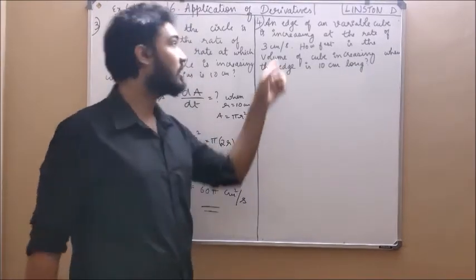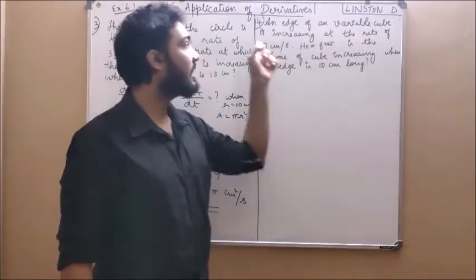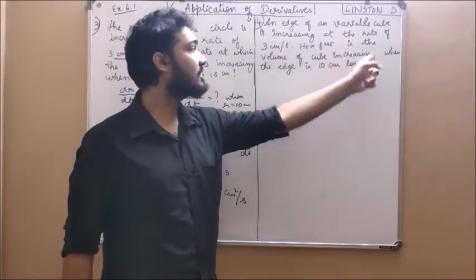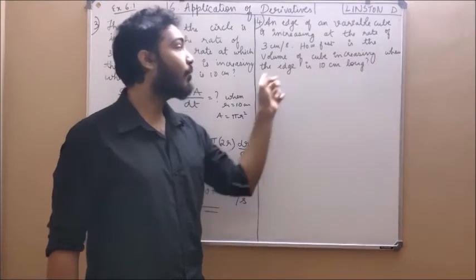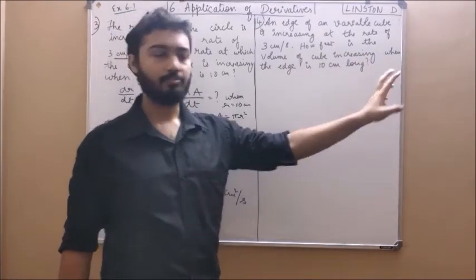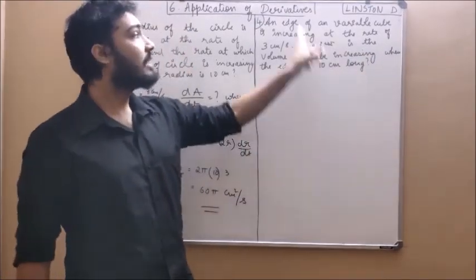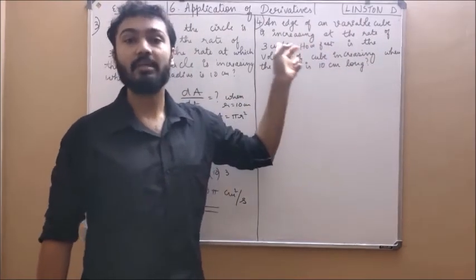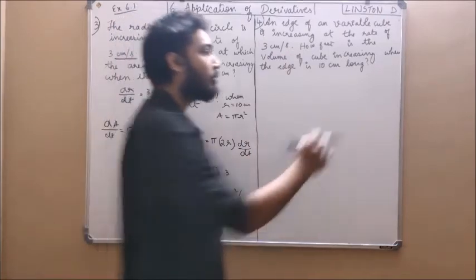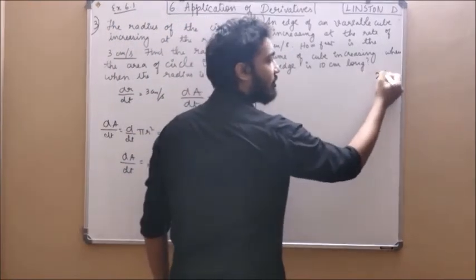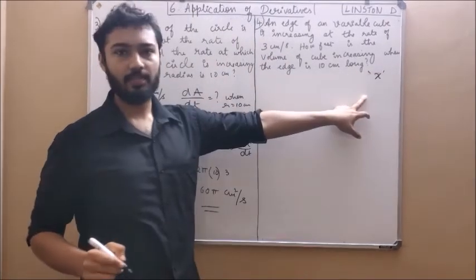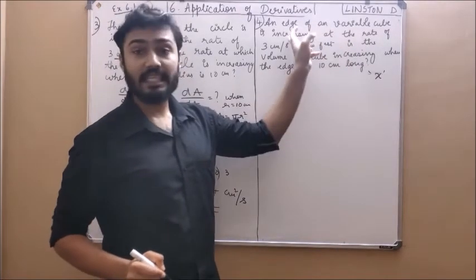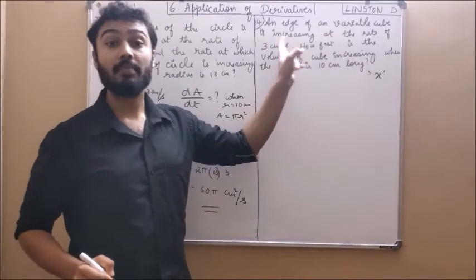Next, fourth question. An edge of a variable cube is increasing at the rate of 3 centimeter per second. How fast is the volume of the cube increasing when the edge is 10 centimeter long? What is given? The edge of the variable cube is increasing at the rate of 3 centimeter per second. We have taken x to be the edge of the variable cube.